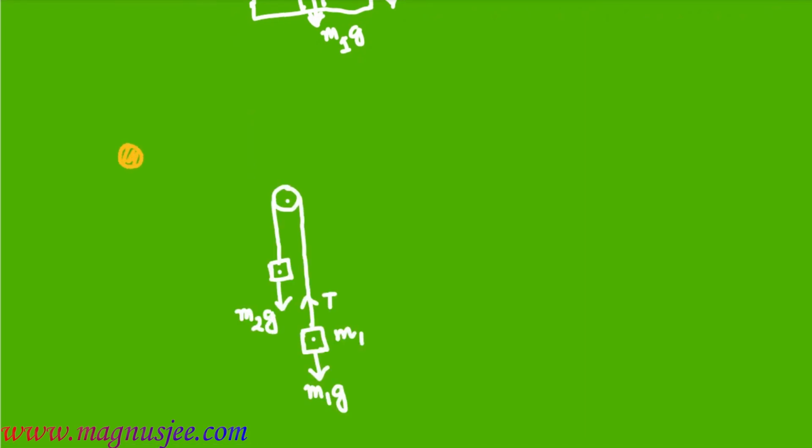And also this case can be compared with the general case where two bodies are tied to two ends of the string passing over a pulley, and if M1 is greater than M2, then the heavy body of mass M1 will be moving downwards with an acceleration A. Lighter body of mass M2 will be moving up with an acceleration A upwards.